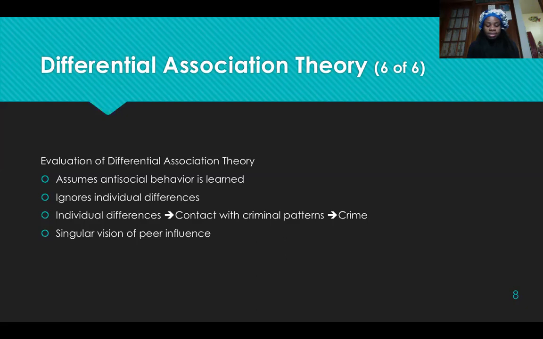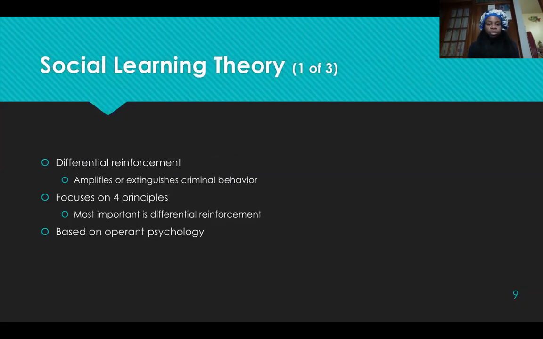Warr makes a distinction between 2 approaches to influence by delinquent peers: private acceptance and compliance. He says that differential association theory was formulated only with private acceptance in mind while ignoring the whole idea of compliance. The next theory is social learning theory.